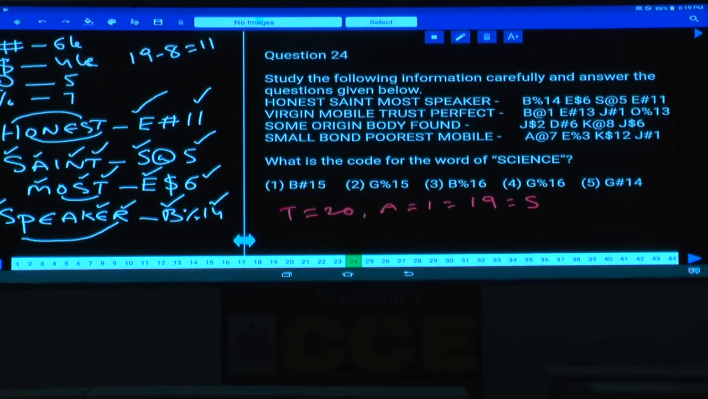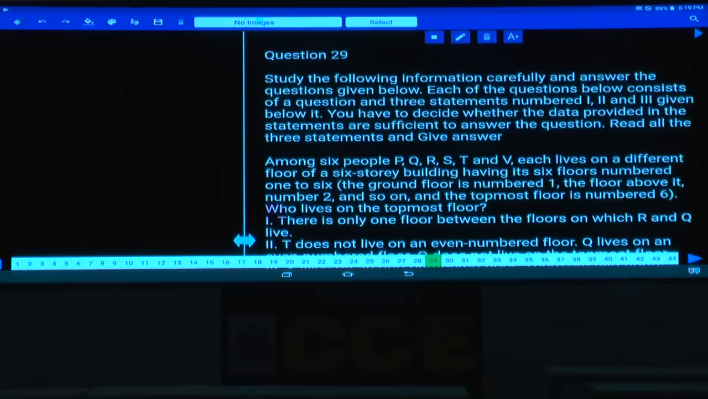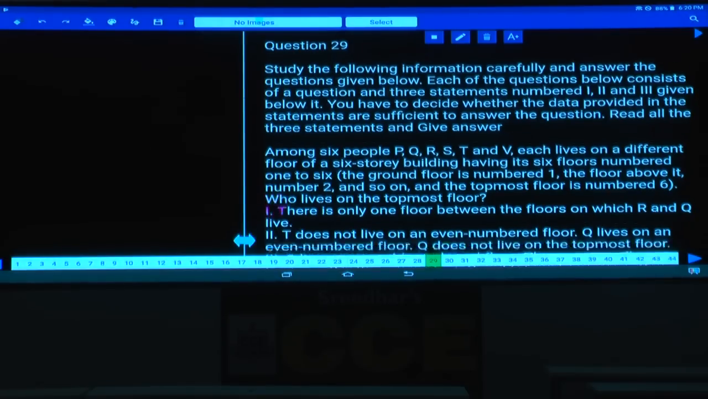Then question numbers 29 to 32. Now in this 29 to 32, tell me any answer to this one. Among 6 people P, Q, R, S, T and V. These questions, 29 to 32, are based on what? Based on data sufficiency. And again how many statements were given in this one? There are 3 statements.